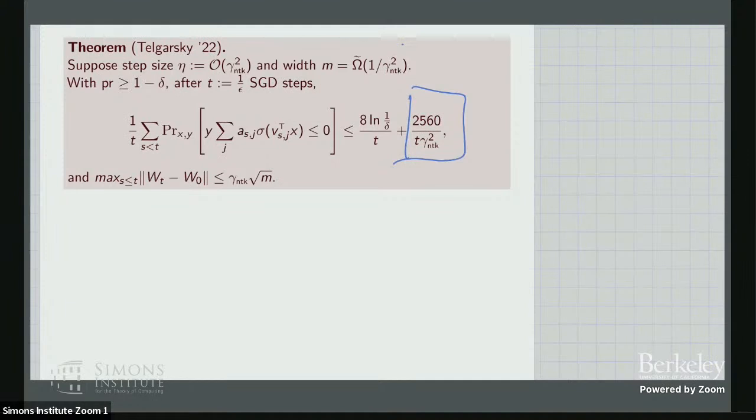Let me make a quick sanity check comment: if you froze the features and ran perceptron, like the perceptron proof by Novikoff, if you just literally copy-paste that, you would get 1/(t γ²).